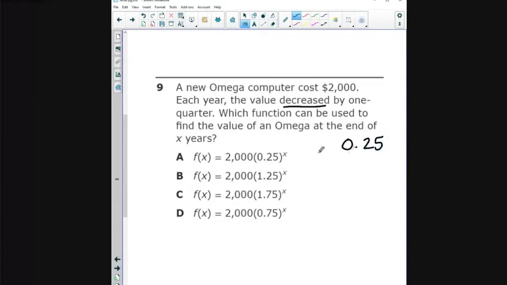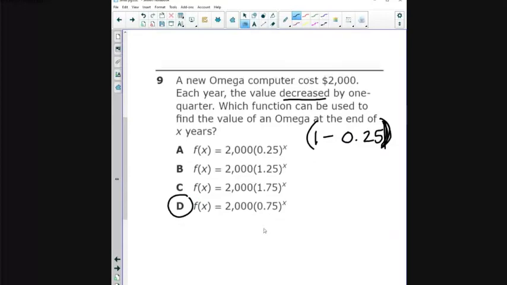So we are going to say 1 minus 0.25, and that is going to be the number for the inside of the parentheses. The best answer here is letter D. Very good, guys. Okay, any questions for me so far? How are we doing? Are we understanding what we're doing here? Okay, good. All right, let's move on to number 11.